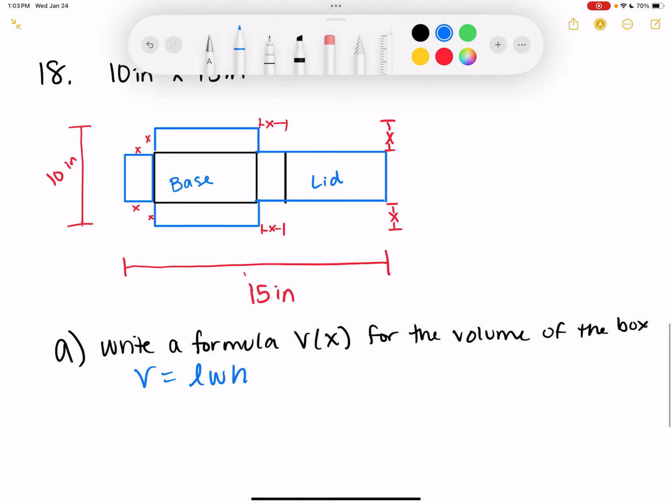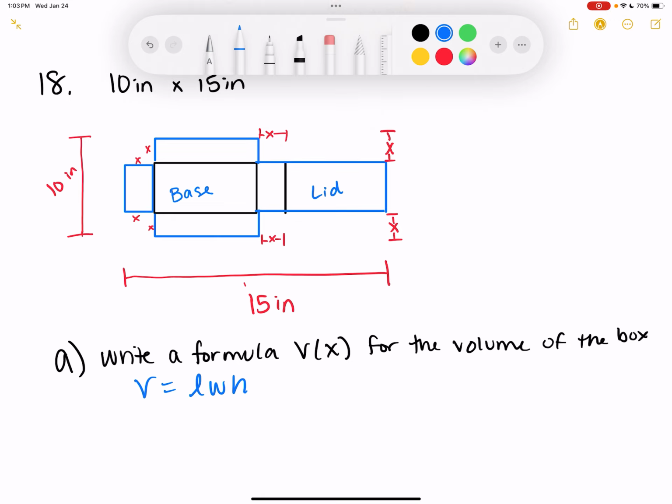Okay, let's start with our width. Actually, let's go really easy. What's the height of our box? When you fold the sides up, how tall is the box? It's not a number. There's only one thing it can be. X. Okay. So height is X.